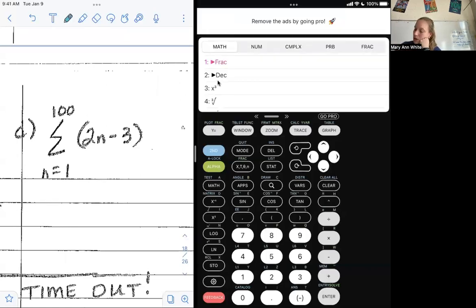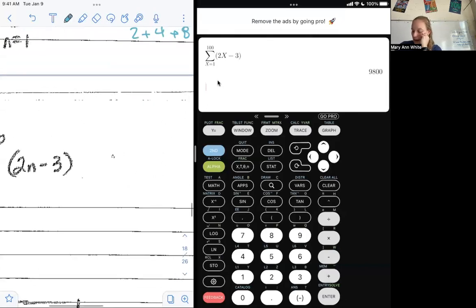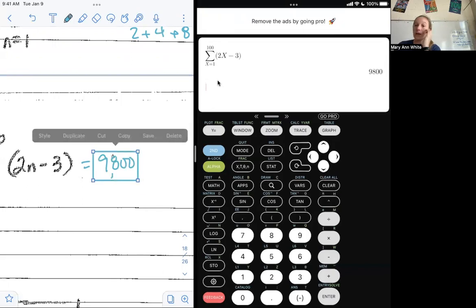So again, hit math, go down to 0, which is summation with the sigma. We're going to say X and 1. And then the top is going to be 100. And then we're going to say 2x minus 3. And then we're going to press enter. That gives us this big number, this 9,800. That's okay. If I was to plug in 1 and then 2 and then 3 and then 4, blah, blah, blah, all the way to 100, this is what I would get when I added up all the pieces.